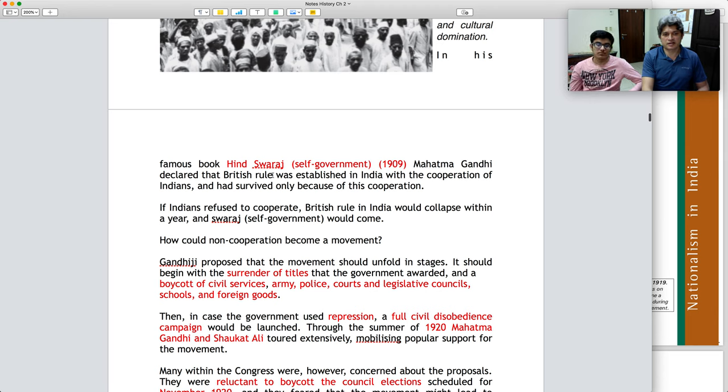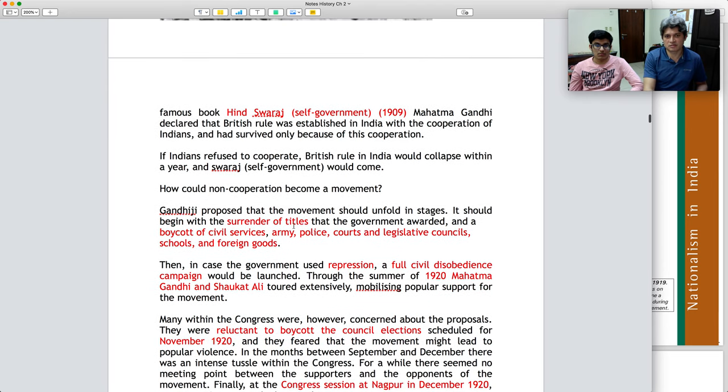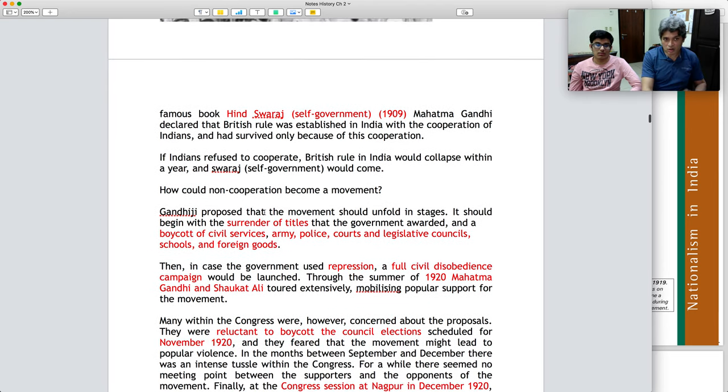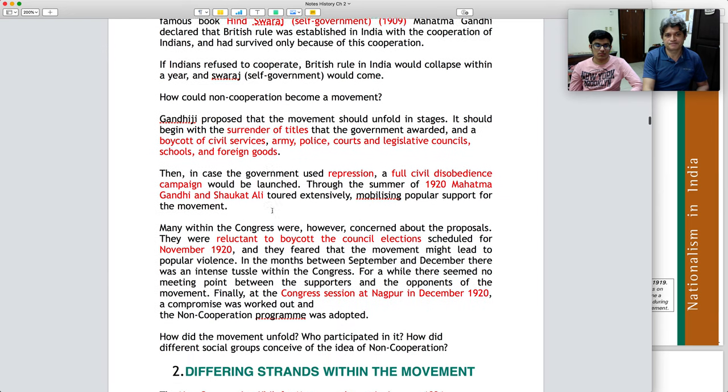Mahatma Gandhi declared that British rule was established in India with the cooperation of Indians. If Indians had not cooperated, the British would not have been able to do this. They are able to continue the rule because Indians continue to cooperate with them. He said that if Indians refuse to cooperate, the British Raj will collapse and Swaraj, self-government, will come into being.